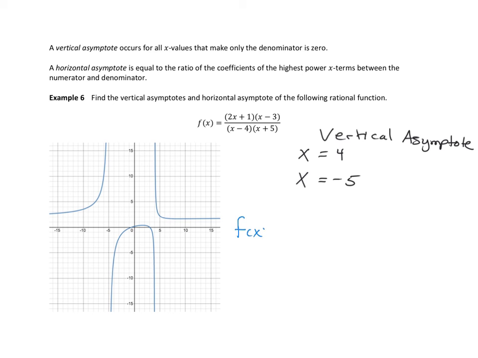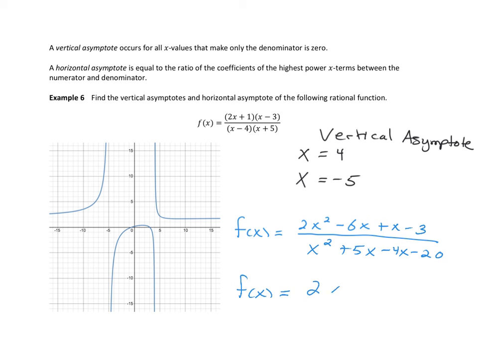So here, f of x, if I multiply out the numerator, I get 2x squared minus 6x. That came from multiplying this in. And if I multiply in the 1, I get x minus 3. In the denominator, I get x squared, plus 5x minus 4x, and then minus 20. And if I combine like terms, I get 2x squared minus 5x minus 3 all over x squared plus x minus 20.